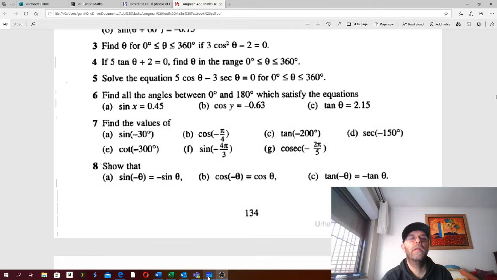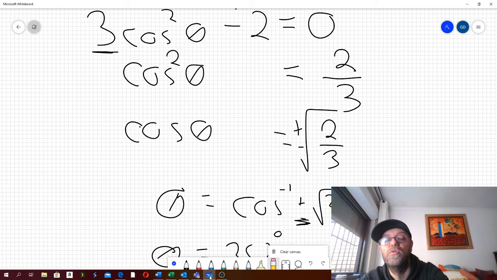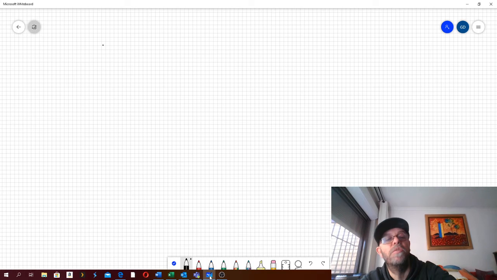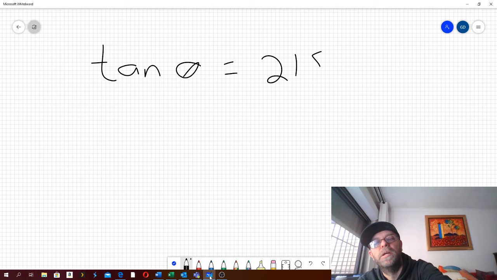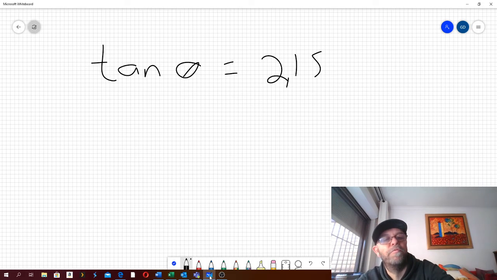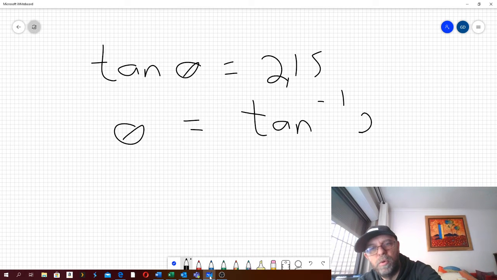We're going to then do question number 6. I did number 5 yesterday, so I won't do that. Let's just quickly do 6C. That's the one that says tan theta is 2.15. Let's write it on the screen. Fairly easy one here. 2.15, that means theta must be the inverse tan of 2.15.